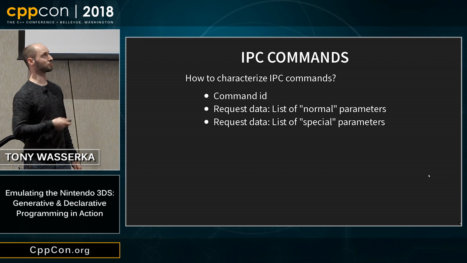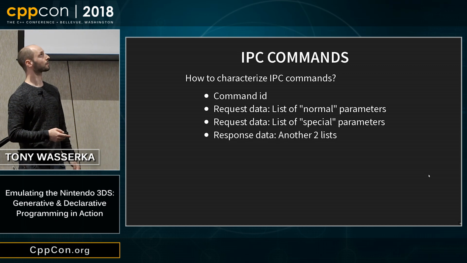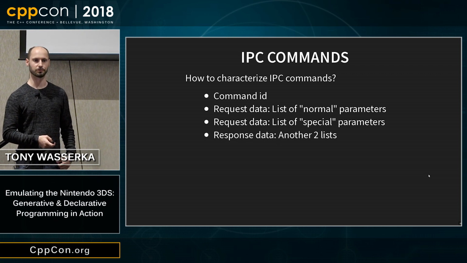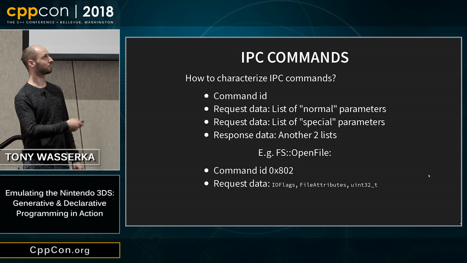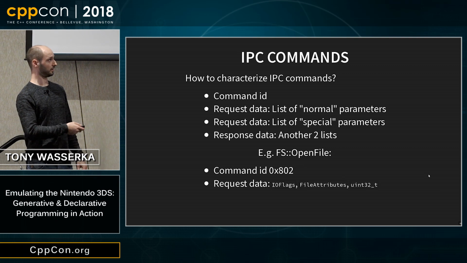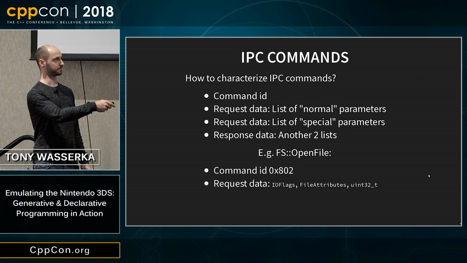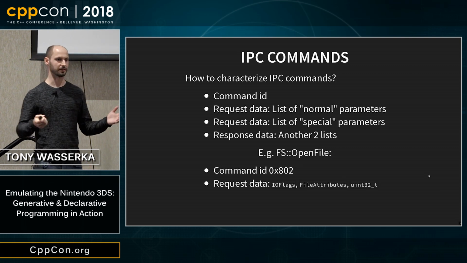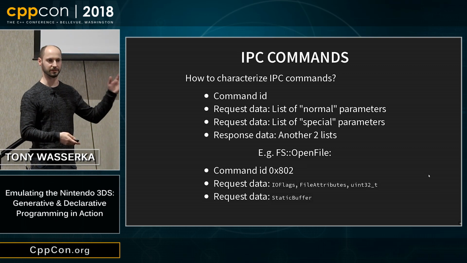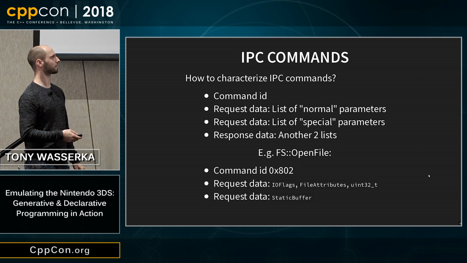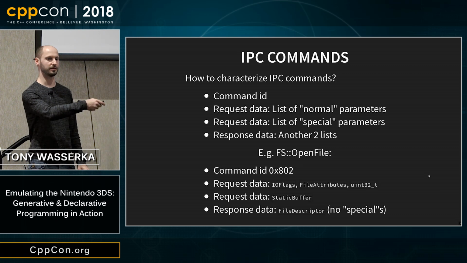And then the list of special parameters that need to have this descriptor value and also need a similar stitching together. And finally, the same two lists again for the response data. So it's another two lists. An example for open file, the command ID might be 0x802. It might get a uint32 at the very end, but also an enum for IO flags and file attributes, something like that. And for the request data, I just get some sort of static buffer, which is one of the special types that I'm using internally in my project. And the response data is just a file descriptor, again just a plain uint32, and no special parameters.